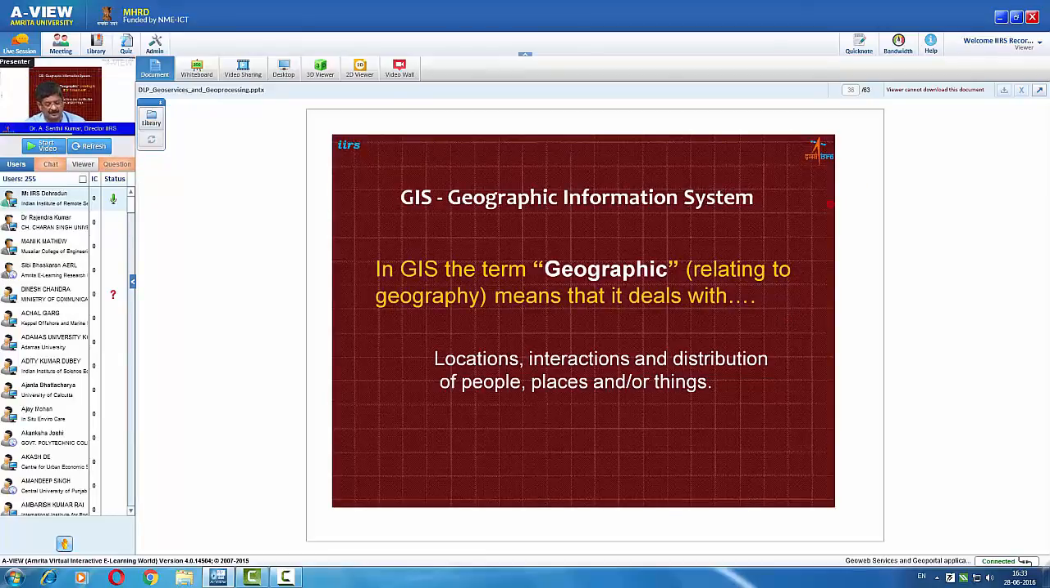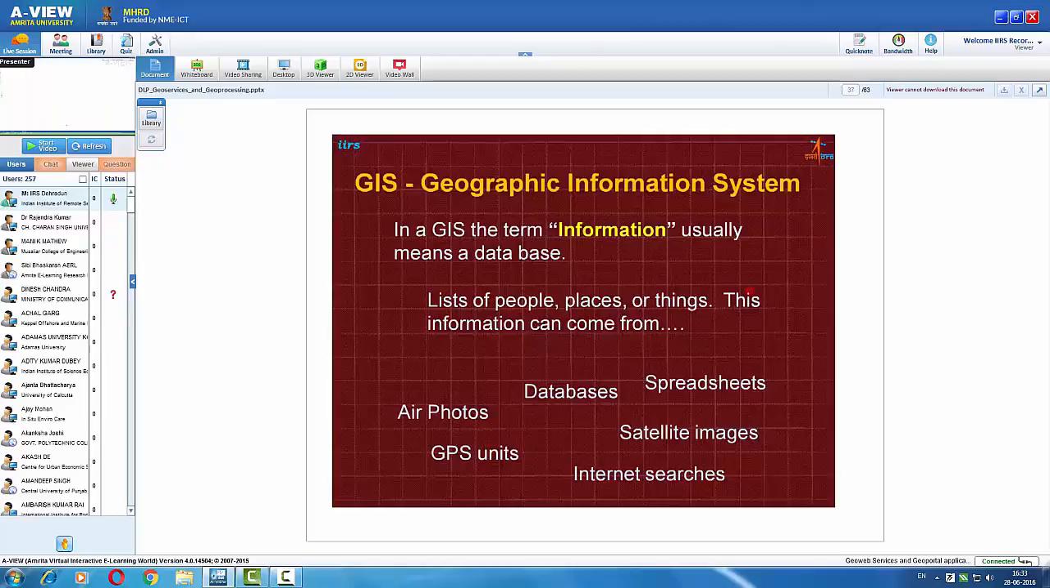Then coming to geographic information system, many of you would be aware, but for some of you, I will give this introduction. The term GIS, basically geographic, means geography, but it really deals with location, interactions, and distribution of people and places and so on. That means all about the location from the geographic point of view, and how they are related and connected, all can be studied from this particular point.